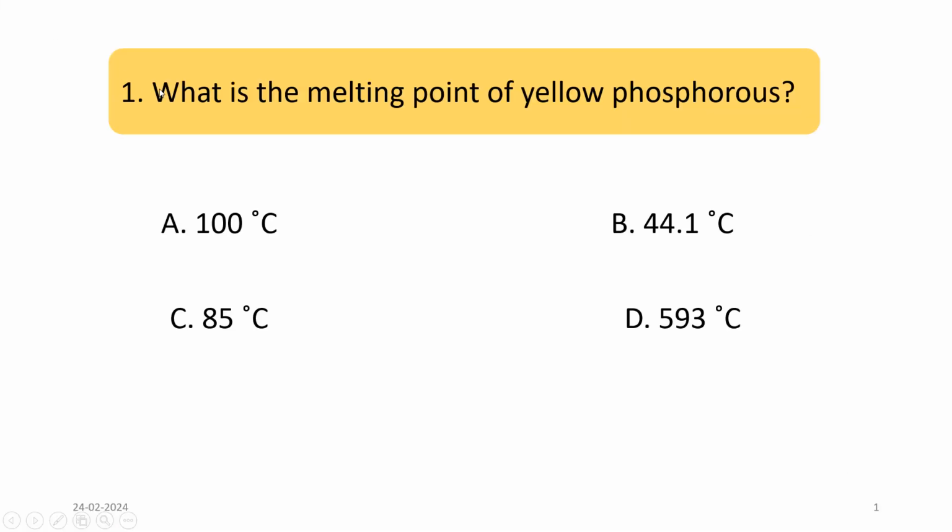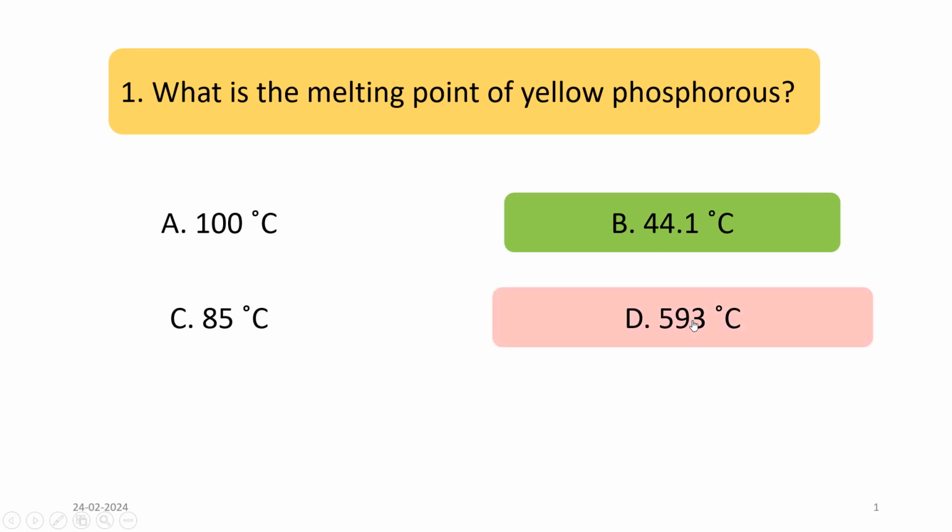So here the answer will be 44.1 degrees centigrade, because for yellow phosphorus this is the melting point, but for red phosphorus it will be 593 degrees centigrade. But here I have asked for yellow phosphorus, so it will be 44.1 degrees centigrade.